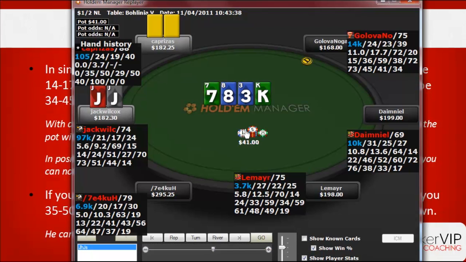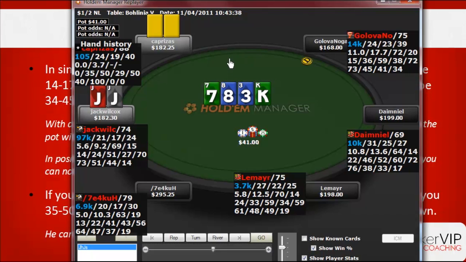Turn comes a king, which doesn't help his range. It helps my perceived range, however it doesn't really help my exact hand. For example, I don't think I can bet the turn and bet the river and get called down by a worse hand. He might peel the turn with hands like pocket 9s, but he's going to usually fold on the river if I 3-barrel.